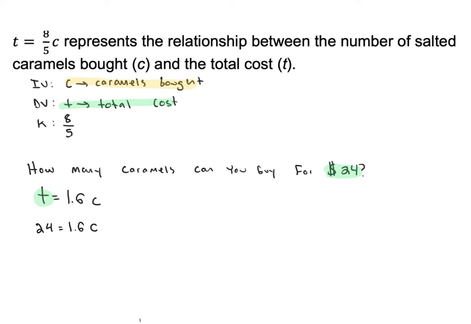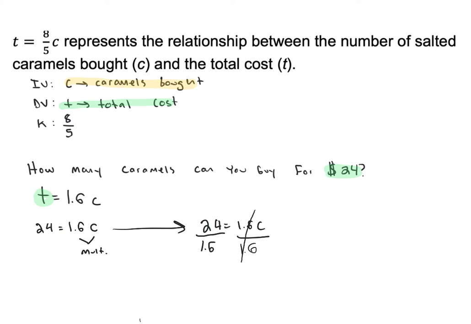And now we need to solve for C. So since this right here is multiplication, what we want to do to undo that is division. So instead of 24 is equal to 1.6 C, we're going to divide both sides by 1.6. So if we divide this by 1.6, we end up with 1 C, and that's what we want. We don't know how many 1 caramel cost, but we have to then divide this also by 1.6.